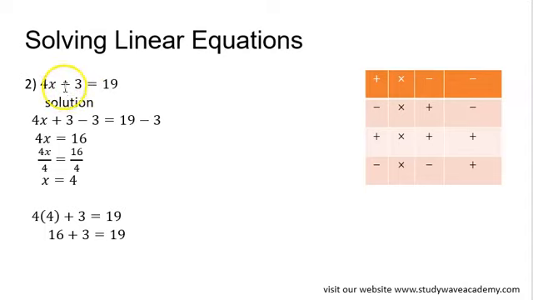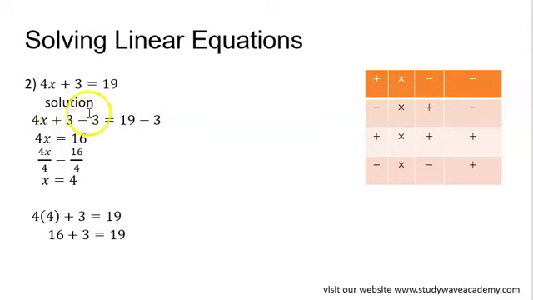Any sign that is there, we do the opposite, right? So plus 3, the opposite of plus 3 is what? Minus 3. So we are going to apply minus 3 to both sides. Okay. Are we ready? So we say 4x plus 3 minus 3 equals 19 minus 3.